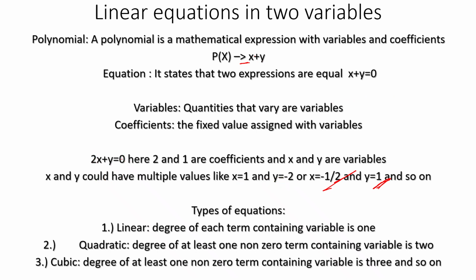Now we are going to study types of equation. So basically we will try and classify equations on the basis of their power or degree. Now what is degree of a term? Okay, first of all, what is a term? The coefficient and variable together form a term. Okay, so degree of each term. Now what is a linear equation? Degree of each term containing the variable is 1.